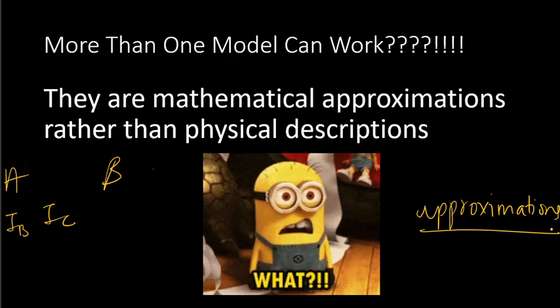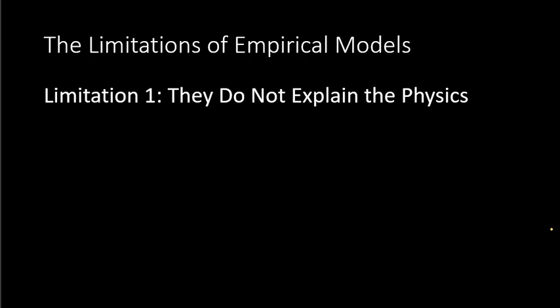Given all that, empirical modeling definitely has a few limitations. The first one we can talk about is that they do not explain the physics, as mentioned numerous times. An empirical model tells us what happened, but does not tell us why.